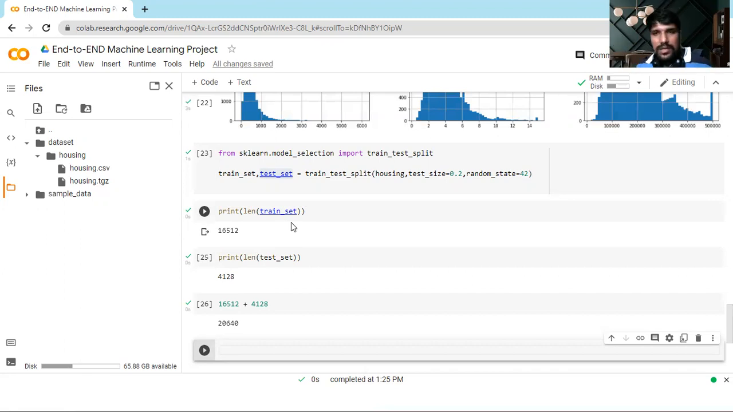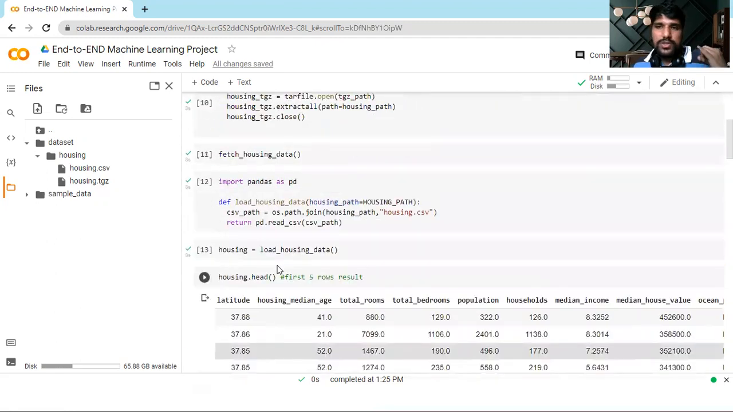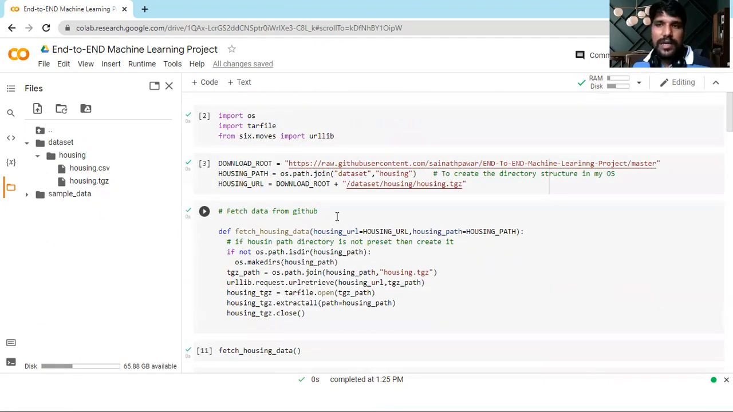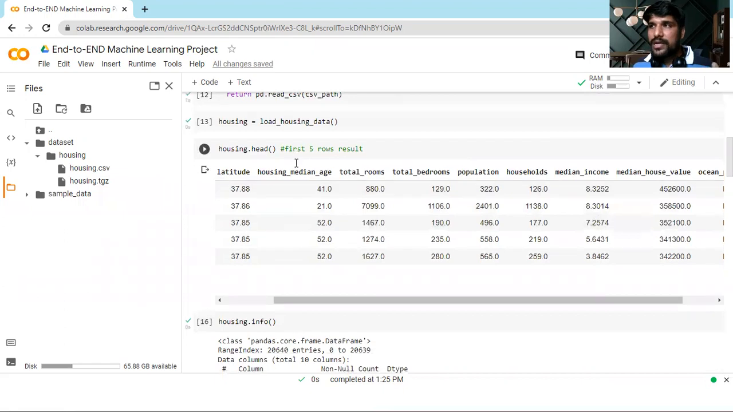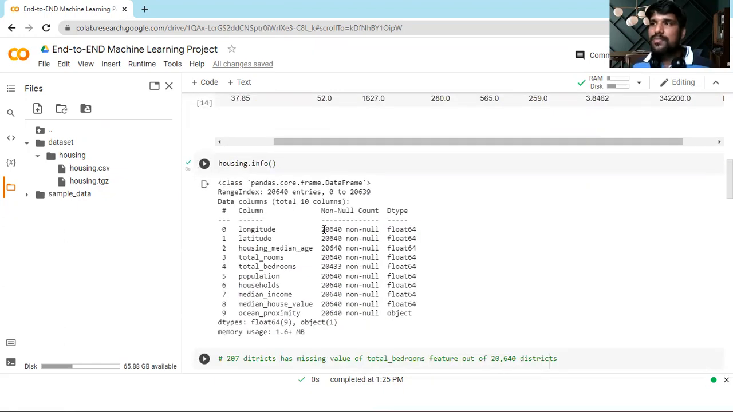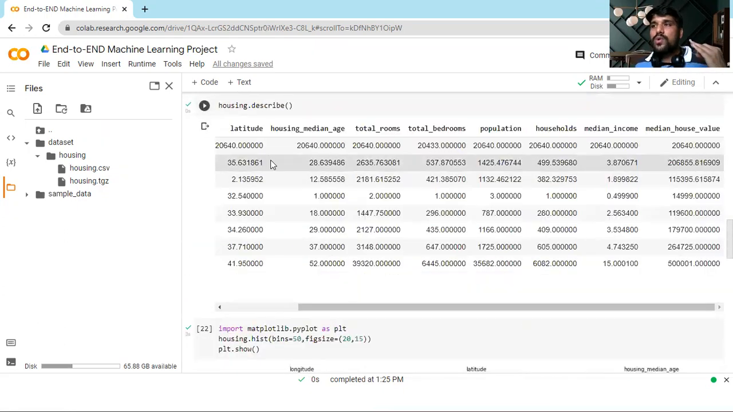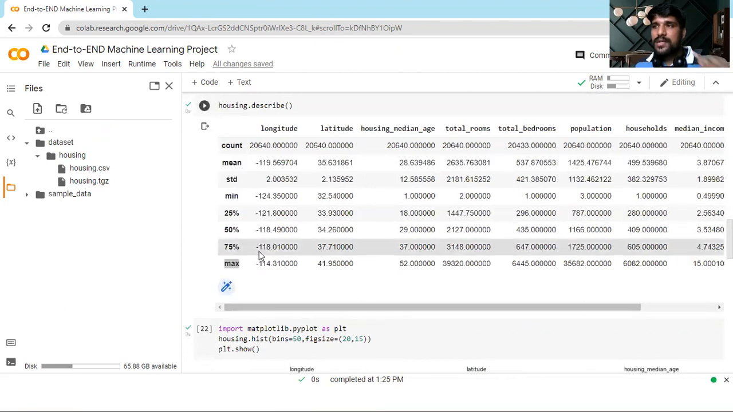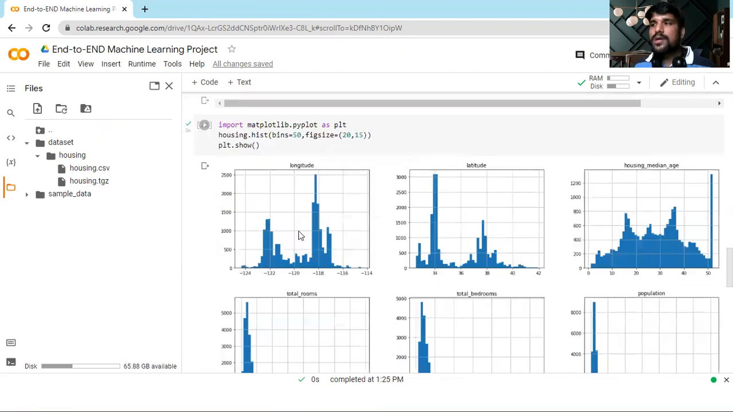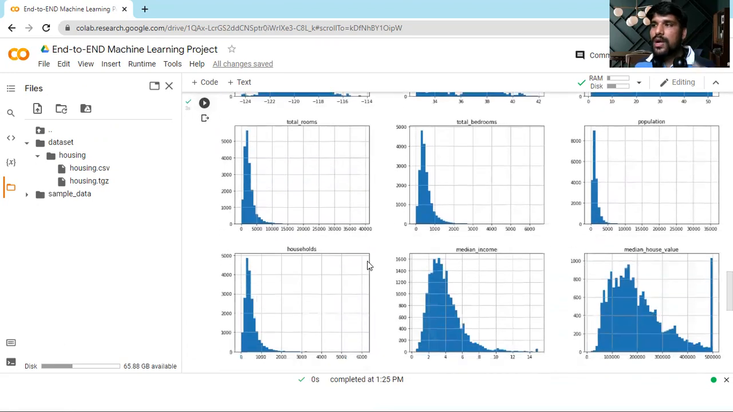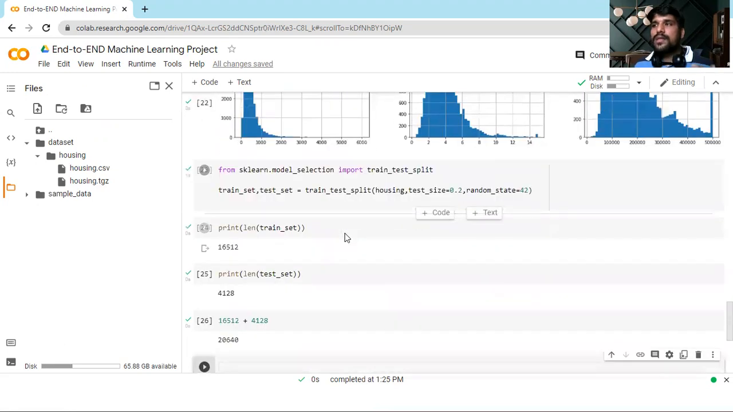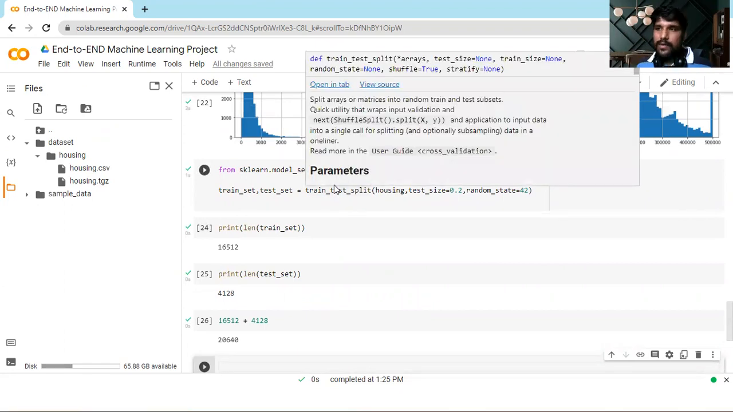So guys, till today we have covered a lot. Just to summarize: we got the data from GitHub, we understood what information my data contains, then we tried to understand each step, such as standard deviation, mean, max and count, and we also drew the histogram and tried to analyze the data. After that, we divided the data into train and test split. I hope you understand what I have explained.